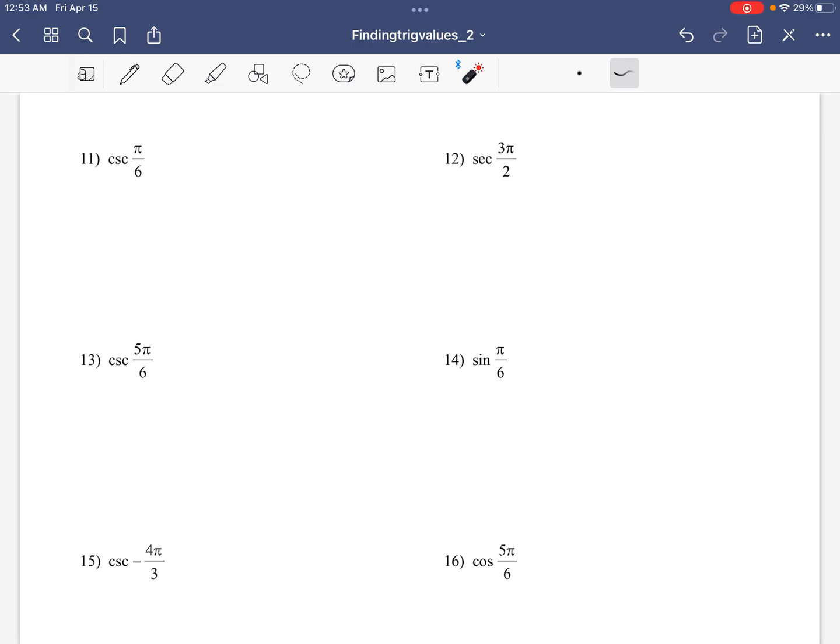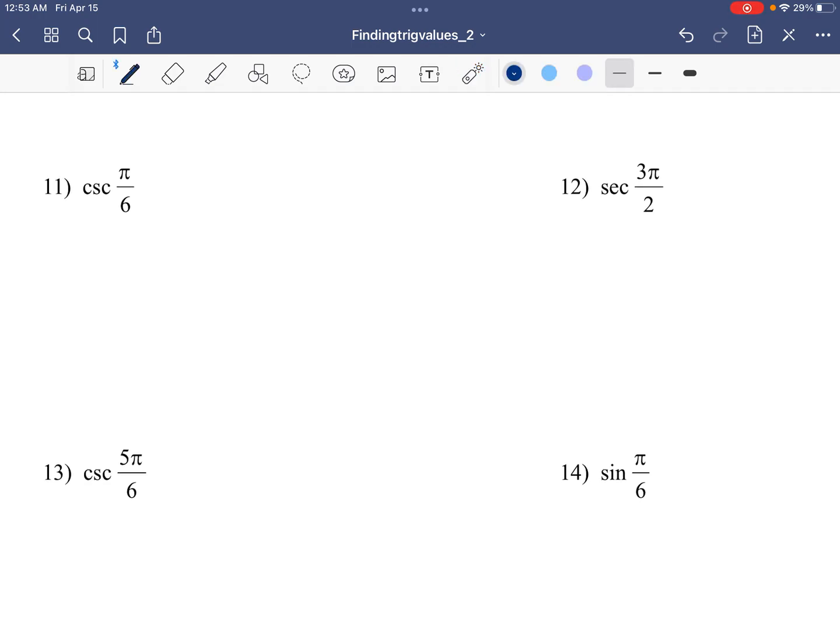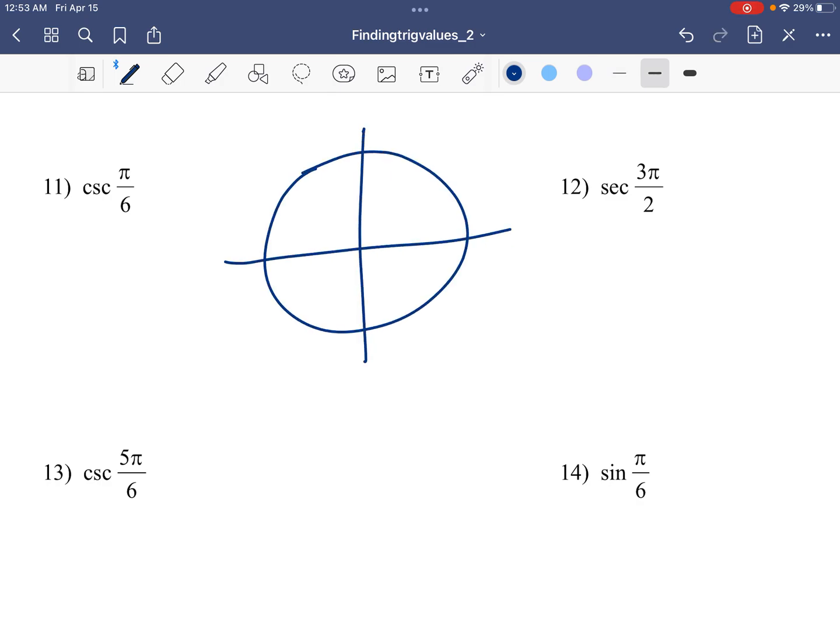Okay, now let's do some of the reciprocal examples. So for this, basically, I start with a circle, and I draw where pi over 6 is, which is here roughly, and then label in my sides.